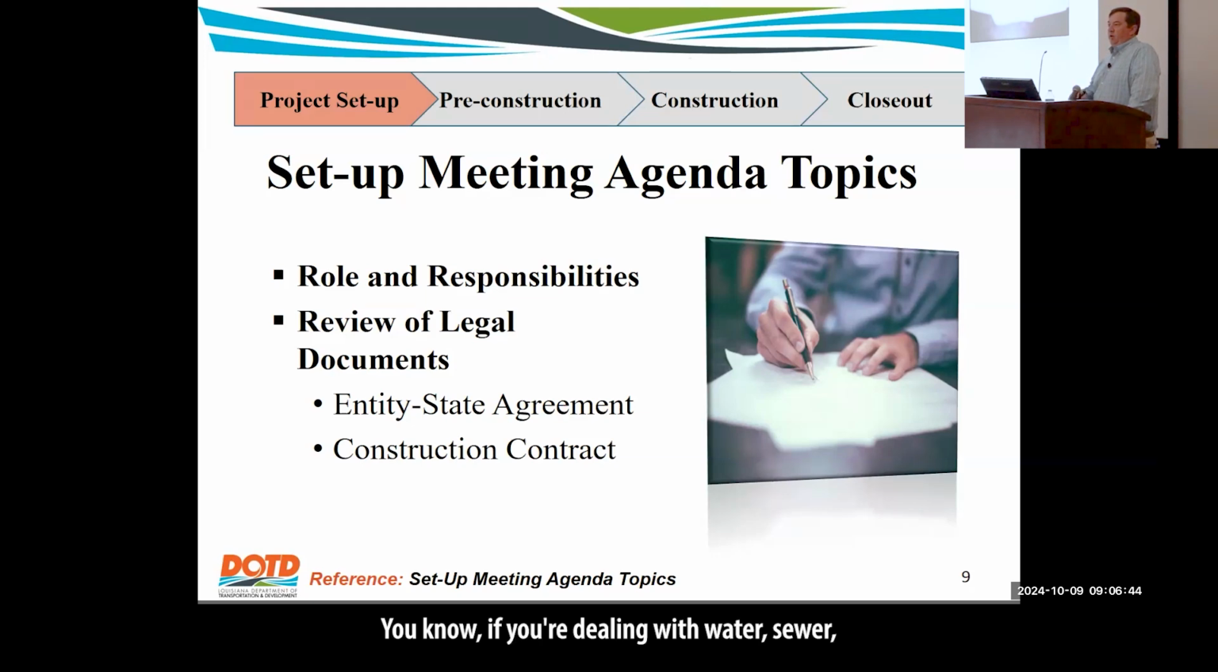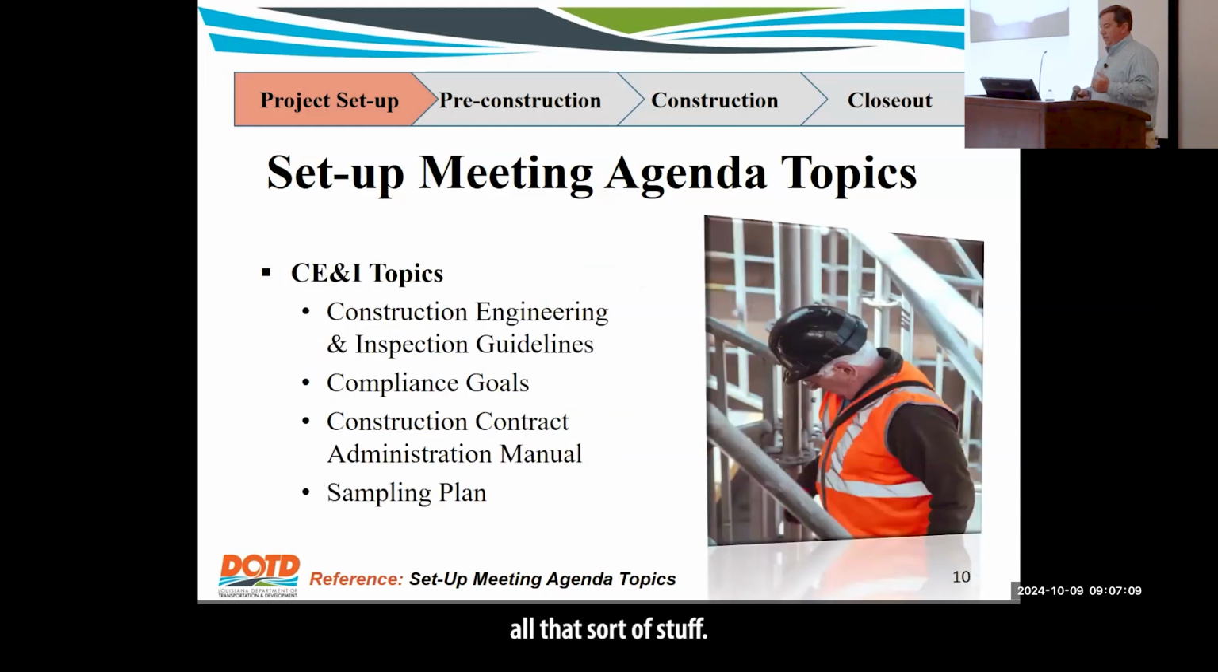If you're dealing with water, sewer, lighting, things like that are specific to your entity, y'all have a certain specification already in place. DOTD doesn't really do water and sewer, right? We do drainage, we do roadways, we do things like that. We don't really do water and sewer as well. So, if you're utilizing your specification, make sure you've read through it, it makes sense, the pay items are correct, all that sort of stuff.